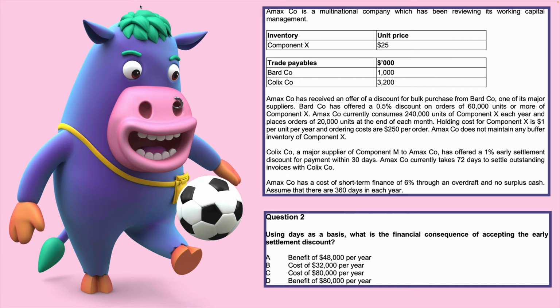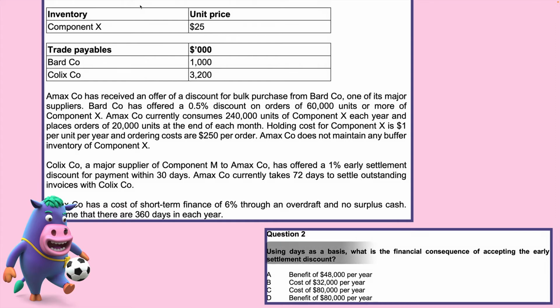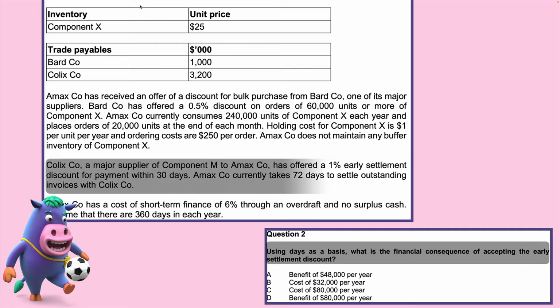Right, let's have a look at this question then. Looking at the question, it's all about an early settlement discount, and it's about this company called Collix. That's the early settlement discount bit there. And they've also given us Collix's trade payables. So there are the bits of the question that we're looking for.